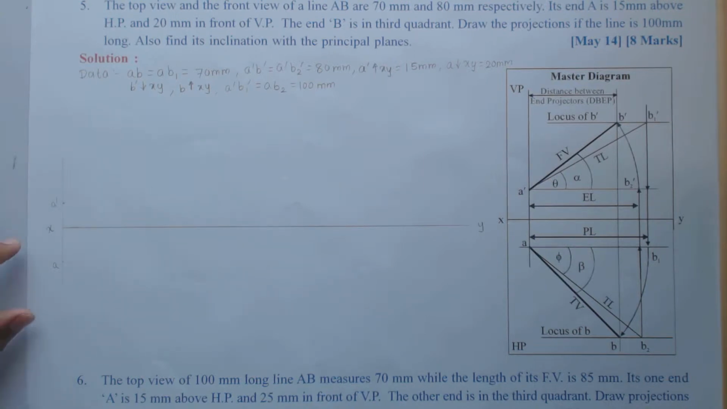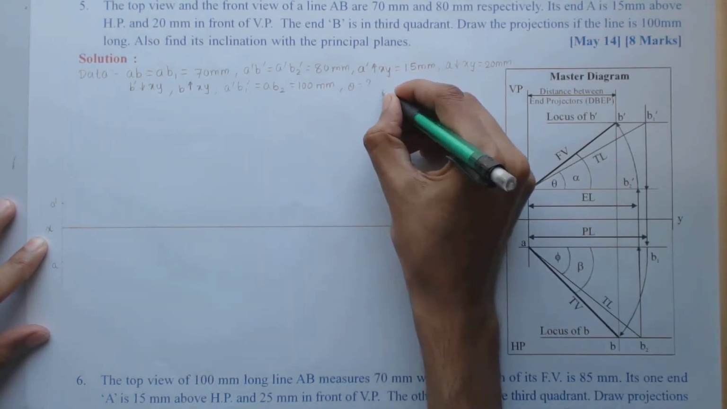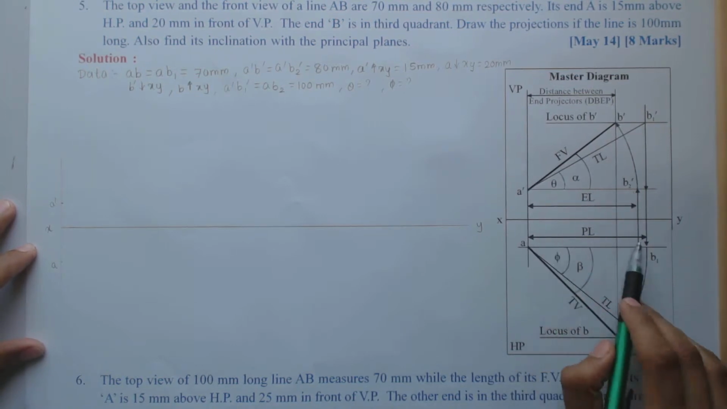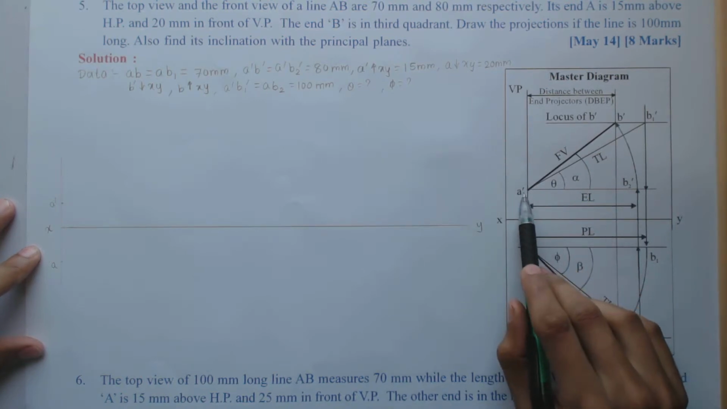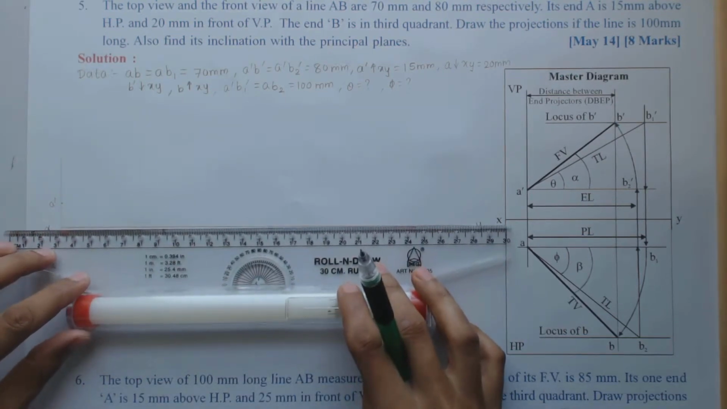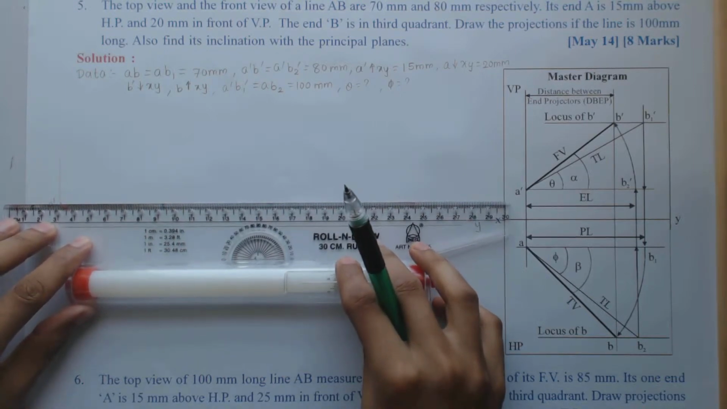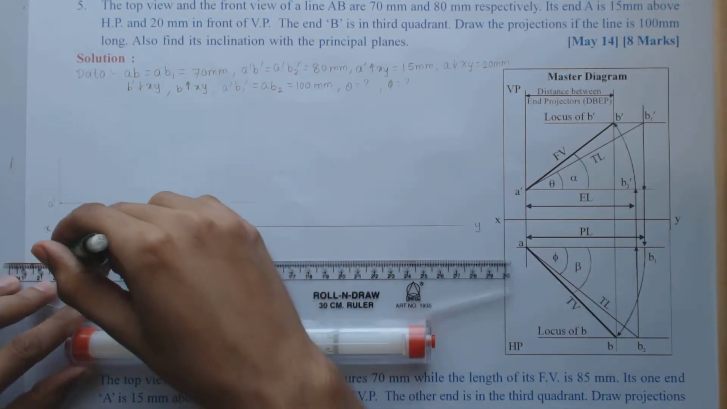Now, similar to the previous problem, theta and phi are not given, those are asked. So we need to find theta and phi. So I can't start with the true length and angle because angles are not given. I need to start with the elevation length and plan length because I know the front view and top view lengths. The elevation length is a horizontal line passing through A dash and the plan length is a horizontal line passing through A. So I can first mark A dash B2 dash, which is the elevation length, and AB1, which is the plan length. So first marking the horizontal line from both A dash and A.